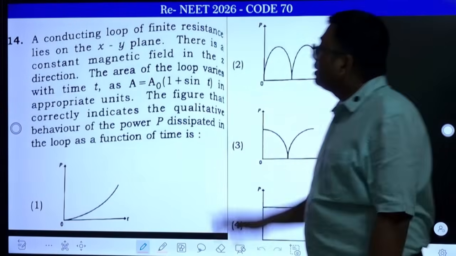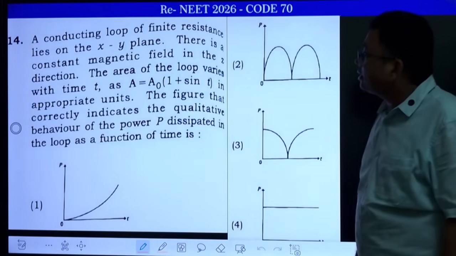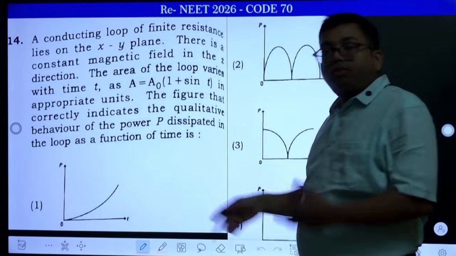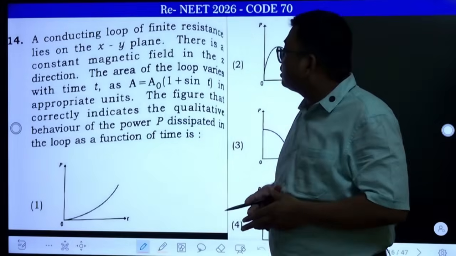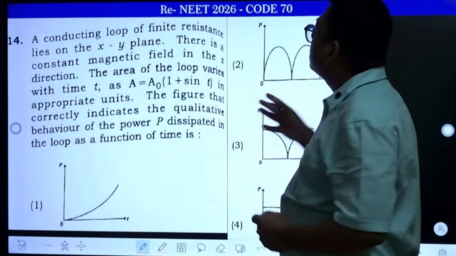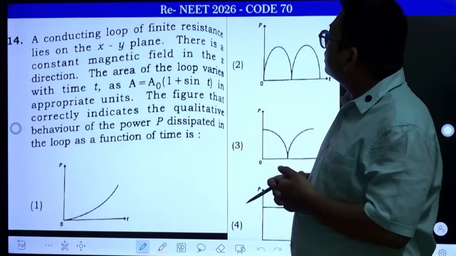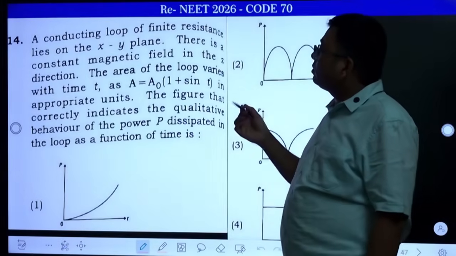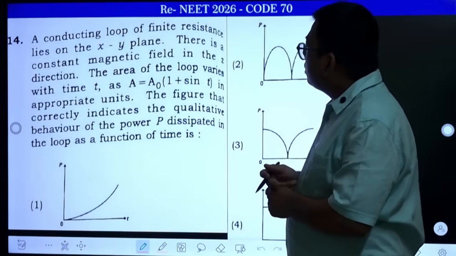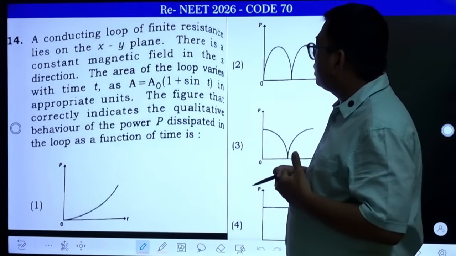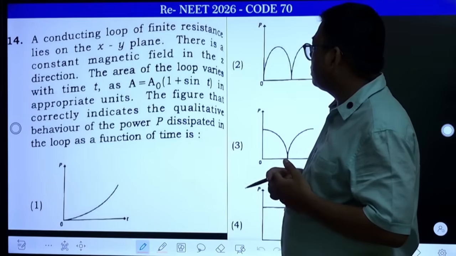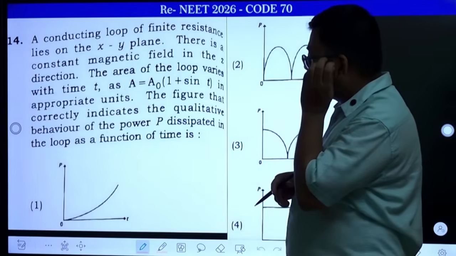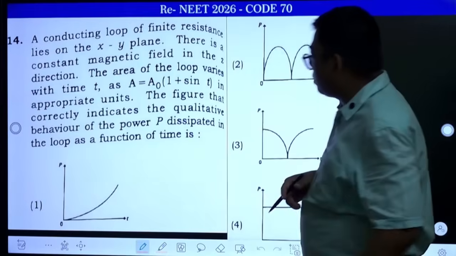Question number 14. A conducting loop of finite resistance lies in the xy plane. So some loop is there. They have not given the diagram, but you assume some loop is there. There is constant magnetic field in the z direction. That means it is coming out. Right? Magnetic field is coming out. The area of the loop varies. Area of the loop is varying. The figure correctly indicates the qualitative behavior of power dissipated as a function of time.